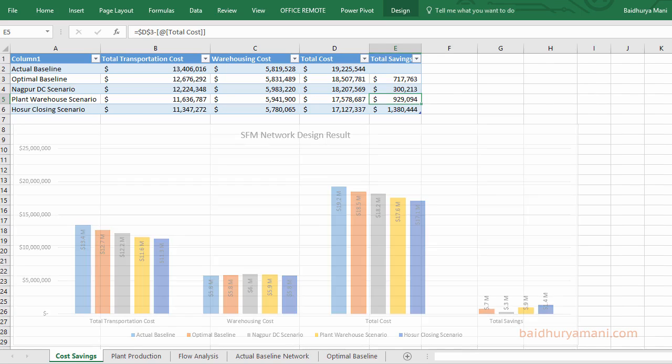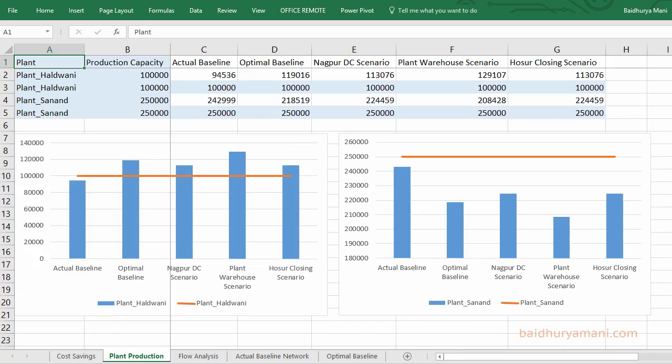Let's move to the next thing, that is the plant production. This was one of the objectives of our project. This is a very interesting analysis as well. If you look at it, the first plant is plant Haldwani and the second one is plant Sananand. These orange lines represent the capacity of the two plants.